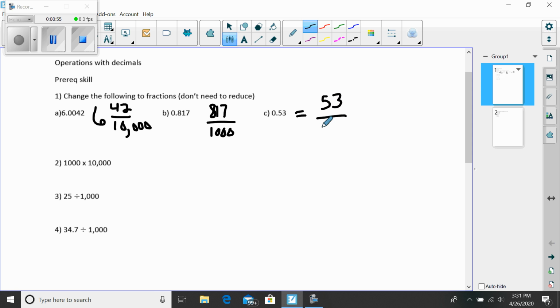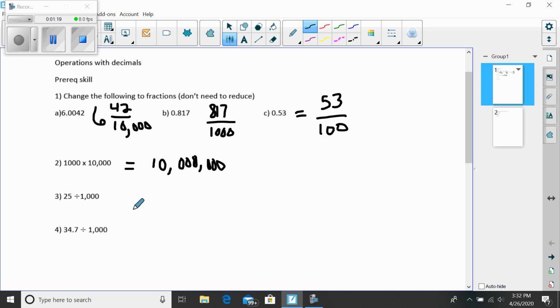Then when we go to multiply by powers of 10, all you have to do is count up the zeros. So there's a total of 3 zeros here, 4 zeros here. So I need a 1 with 7 zeros. So that should be 10 million. All right, so for multiplying powers of 10, we count up the zeros.